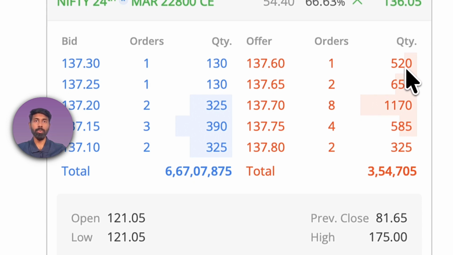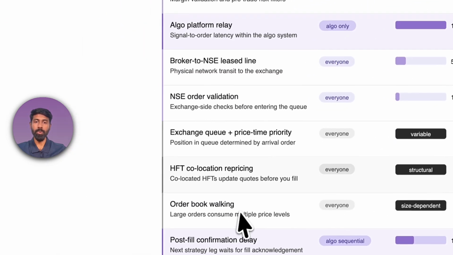Let's say you want to buy 1000 quantity. So you are going to get 137.6 for the first 520 and then 137.65 for the rest of the quantity. That is called order book walking.